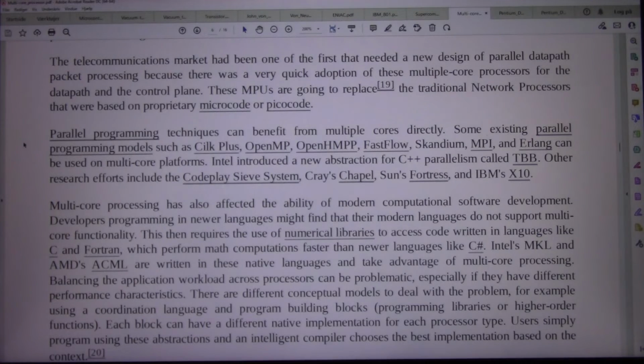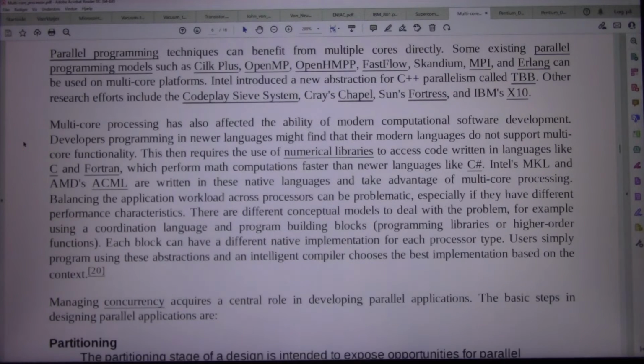Parallel programming techniques can benefit from multiple cores directly. Some existing parallel programming models such as Cilk++, OpenMP, OpenHMPP, FastFlow, Skandium, MPI, and Erlang can be used on multi-core platforms. Intel introduced a new abstraction for C++ parallelism called TBB. Other research efforts include the Codeplay system, Cray's Chapel, Sun's Fortress, and IBM's X10.